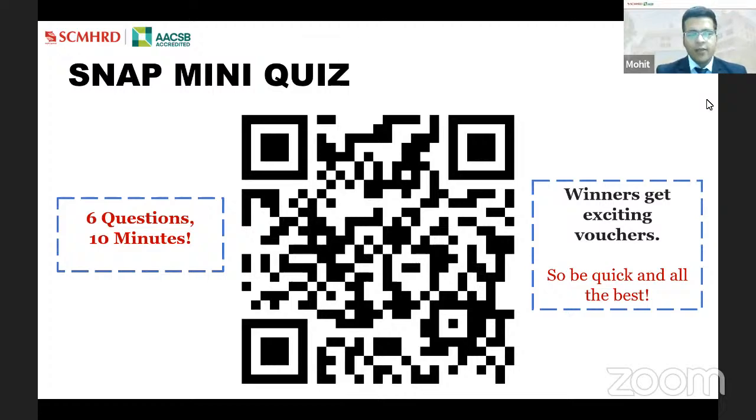So you can scan the QR code and play the quiz. Also, post your queries in the chat box. We wish to make it an interactive session as we are here for you guys. And we were in your shoes last year, so we will be able to solve a lot of your queries. We'll wait for a couple of minutes and then we'll move further. So please ask questions to us.